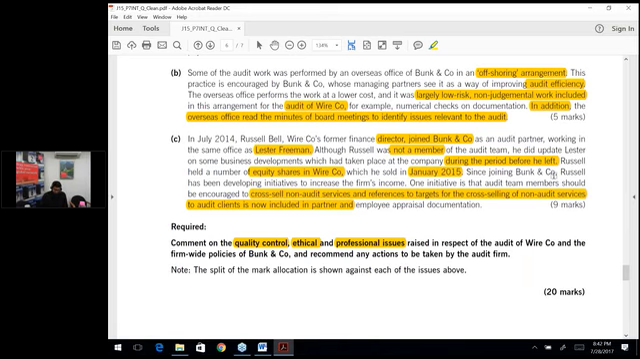Now it says, since joining Bunk & Co, Russell has been developing initiatives to increase the firm's income. One initiative is that audit team members should be encouraged to cross-sell non-audit services. Now, like if the team is going for audit, they're asking them, okay, see, Naveedur Rahman, the confidentiality is like even if you are working for a company and there are a few matters pertaining to the company, you as a professional are not allowed to discuss those matters with outsiders. Even though you're an employee, not an auditor, you're not allowed to do that because you obtained the information of the company while at work.